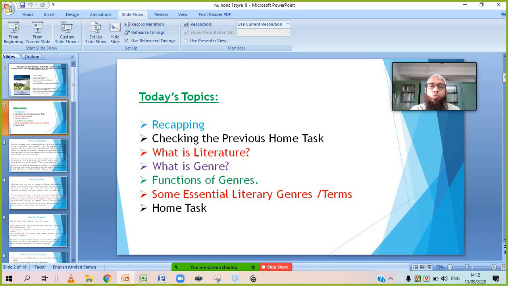So did you do the homework? Some of you, of course. What was the homework? Can you remember? Learn as many literary terms as you can, and when you are reading any text, especially poems, try to find out those literary terms in the poems and share your ideas with your friends. Then you will be benefited and you will develop your learning.